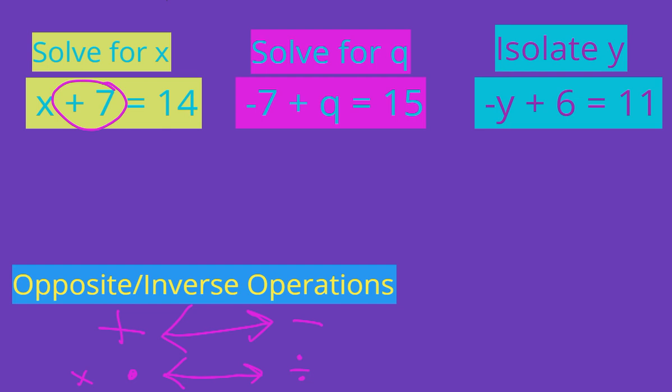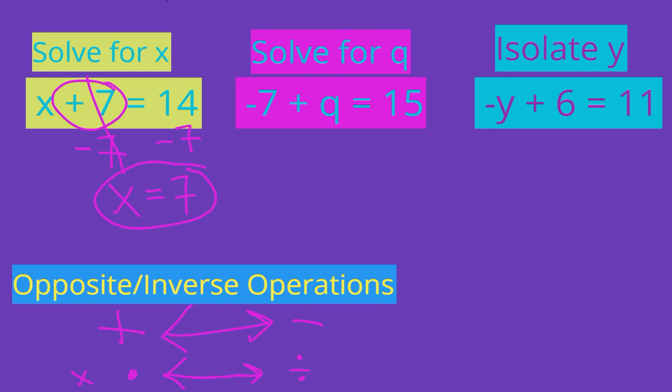It happens to be a positive 7, so I'm going to do the opposite of addition, which is subtraction, and move that to the other side of the equal sign by subtracting it. 7 minus 7 is 0. And this gives me x equals. Now I just have to think, what's 14 minus 7? We know it's 7. Feel free to use a calculator if you're allowed to. Let's plug it back in. Is 7 plus 7 14? Yes.